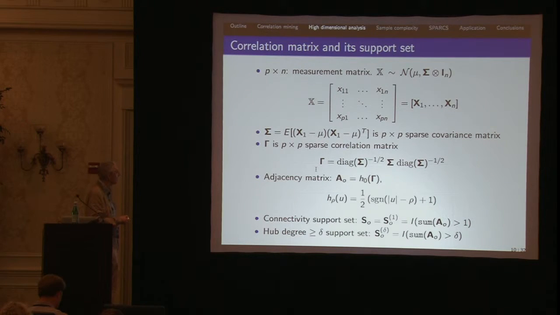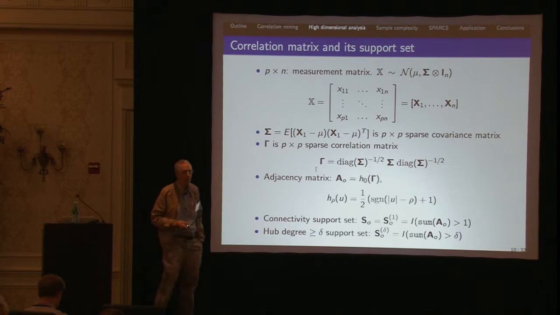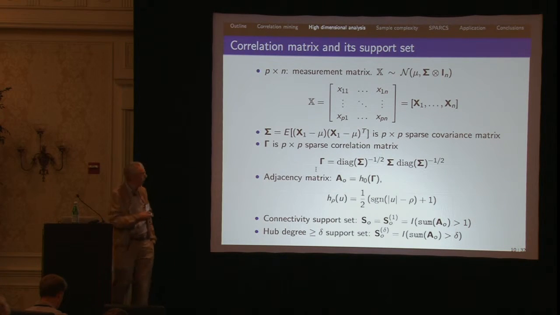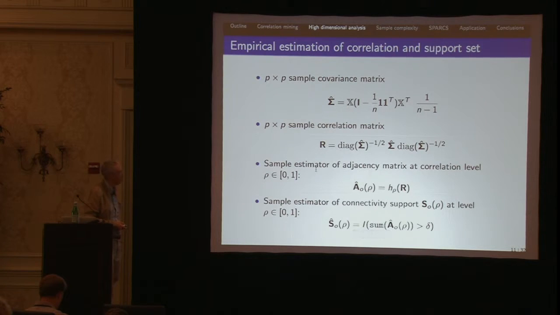So the assumptions we're going to impose on X are very loose. We're going to assume that the columns of X follow an elliptically contoured distribution. And so you can construct the p by p sample covariance matrix, which is going to have rank n minus 1, where n, of course, here is much less than p.